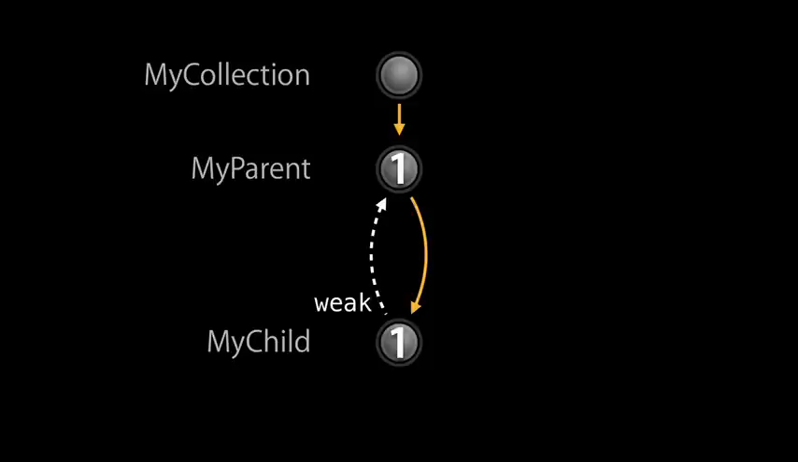So a common solution to this problem is to change the reference from the child to the parent to be a weak reference. This works fine, but introduces the burden of making sure that that weak reference gets cleared out correctly and doesn't end up as a dangling pointer to a deallocated object. While ARC doesn't directly solve the retain cycle problem, it introduces a new feature that does. It's called zeroing weak references.